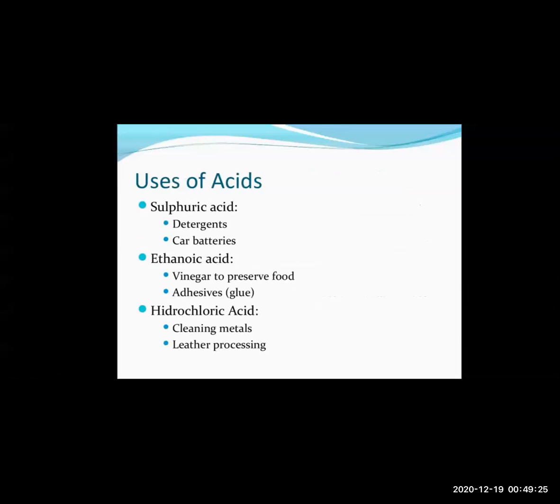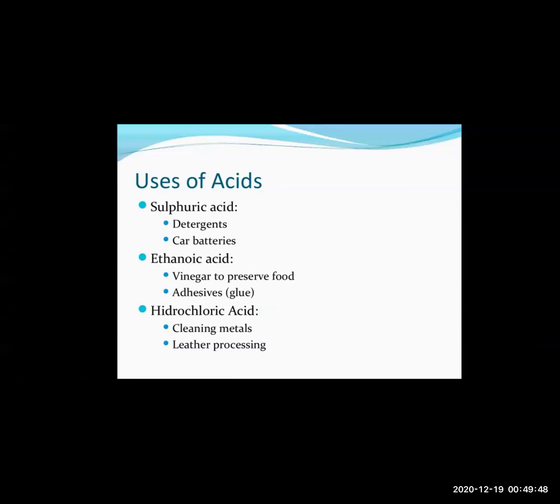Then what are the uses of acid? Now this is the most important point, that you should know the uses of acid. Sulfuric acid is used in detergent. It is also used in car batteries. Then ethanoic acid is used as vinegar to preserve food.